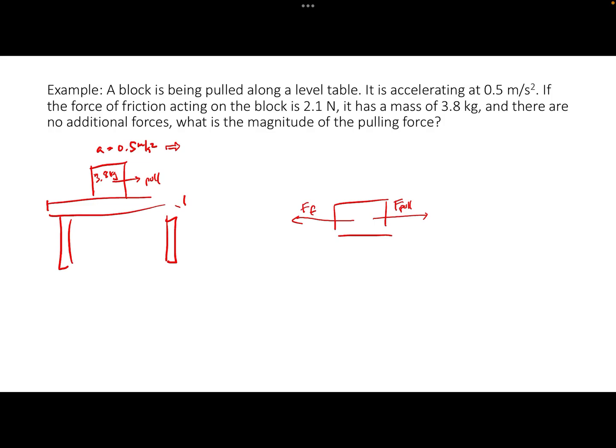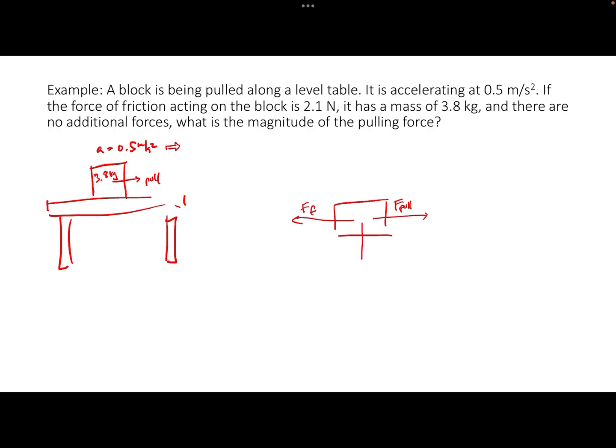In this problem, the description that the block is being pulled along a level table implies that it is moving in the direction of the pulling force. So that means the frictional force is in the opposite direction. That means it must be accelerating in the direction of the pull. And actually, it could be accelerating in the opposite direction. But again, the context of the problem makes it sound like it's speeding up. So if it's speeding up, it has to be accelerating in the direction of the pull.